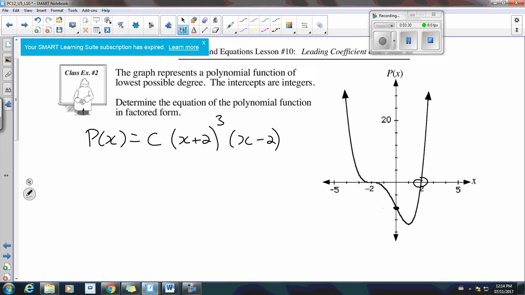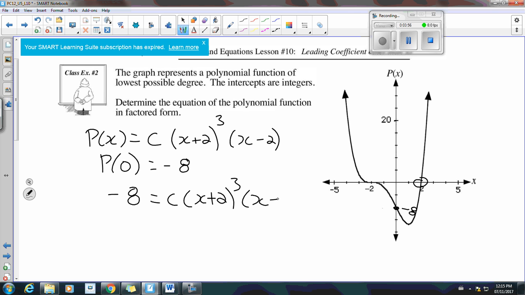You need to read the scale very closely, though. So this is 20, which means that we're 2 ticks down. Each tick is worth 4. So this is really negative 8. So this tells me that when x is 0, y is negative 8. So just make sure you read the scale. It doesn't always go up by 1 or down by 1.